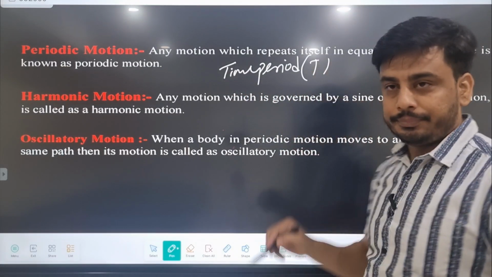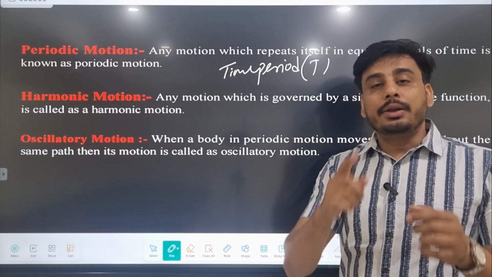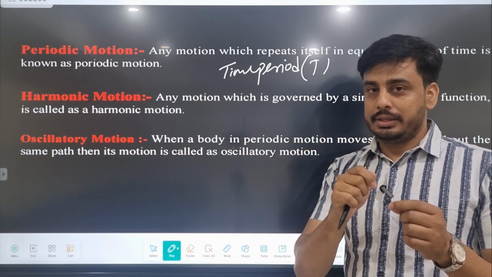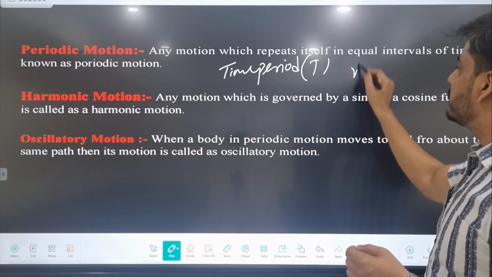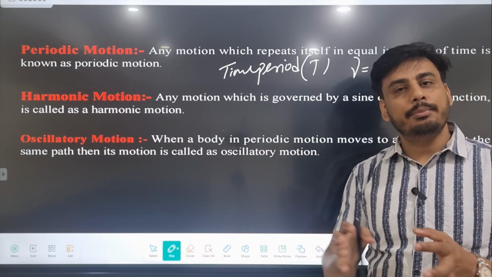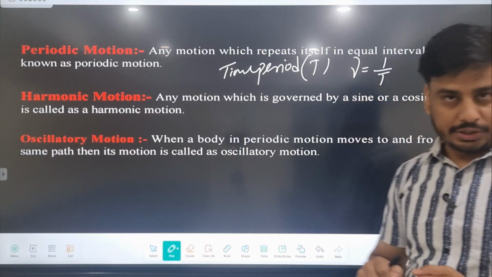Time period, capital T. So what is time period? It is the time in which the body or the vibrating object repeats its motion. Similarly, there is another term, frequency, and you must have known about the relation between frequency and time period. Frequency and time period are reciprocal of each other.